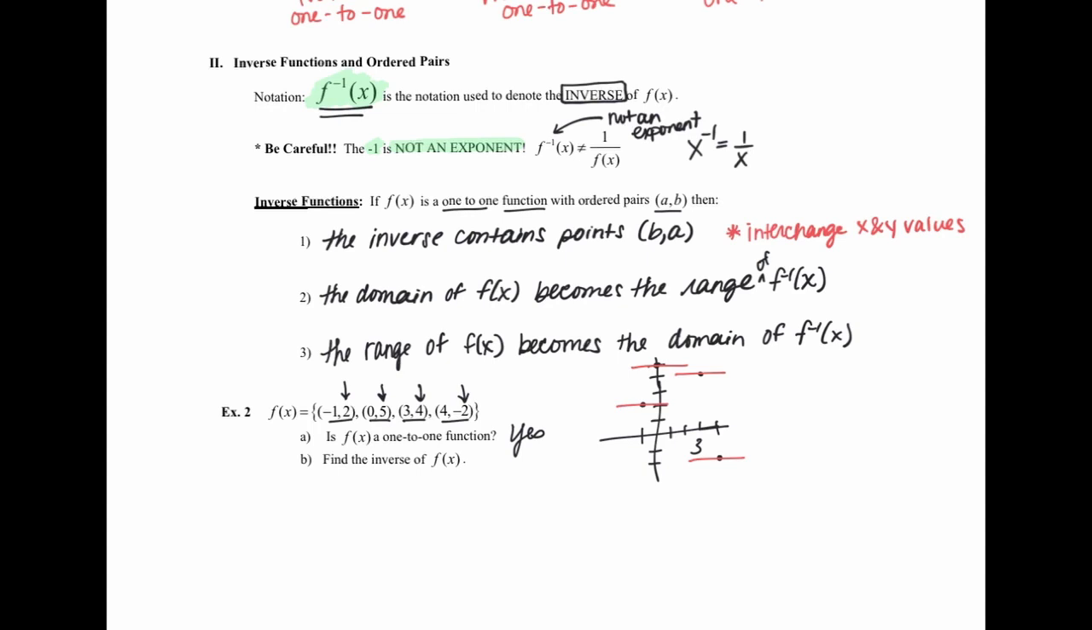So finding the inverse is super quick and simple. The inverse of f will just be the set of points where the x and the y values have been interchanged. So instead of -1, 2, we've got 2, -1. And instead of 0, 5, you have 5, 0. And then you'll have 4, 3. And then -2, 4. And we'll use curly brackets to list all 4 of these ordered pairs. So there's your inverse.